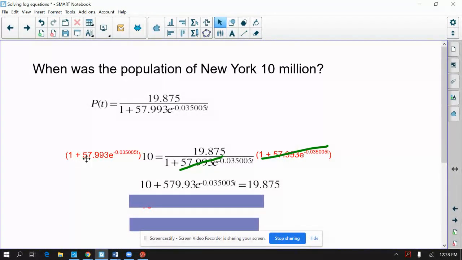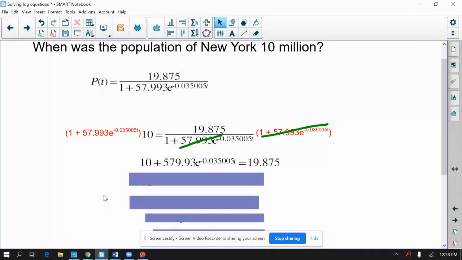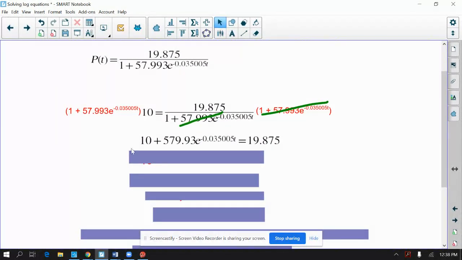So 10 times this 57 makes it 579. And then you're just showing your work as you solve. So you subtract 10 from both sides.